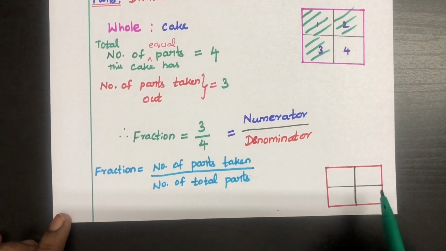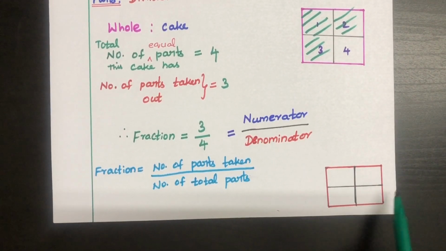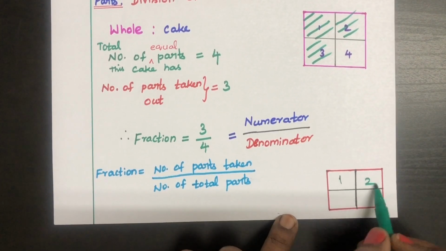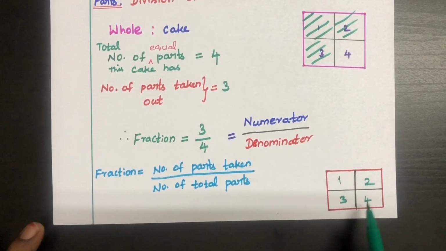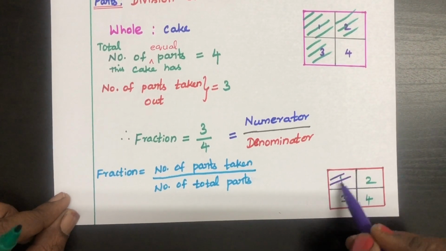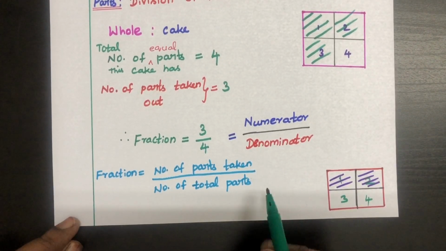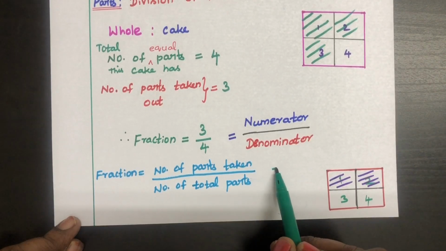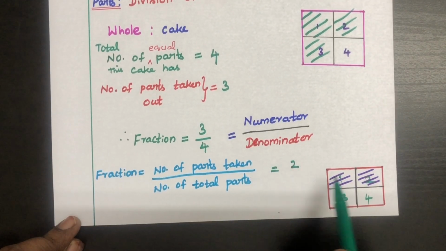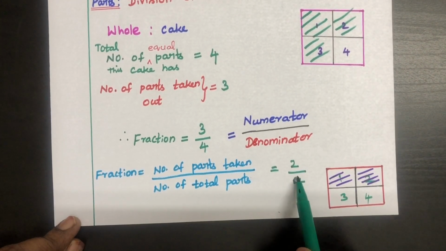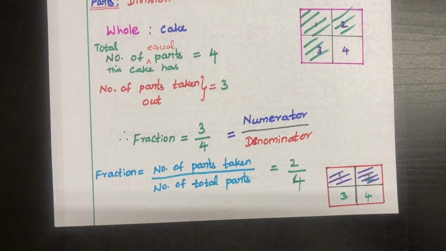In another day, another case, again you bought a cake. So this cake is a whole thing. How many parts you made this time also? 1, 2, 3, 4. So 4 equal parts. Now 2 of your friends arrived. So you want to give 2 pieces to them. So what is the fraction here? Number of parts taken out is 2 and the whole number of parts is 4. So 2 by 4 is the fraction here.